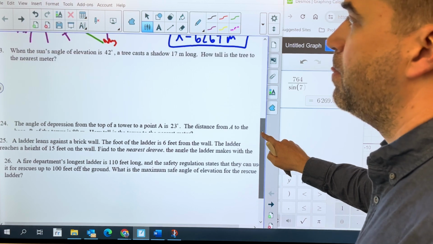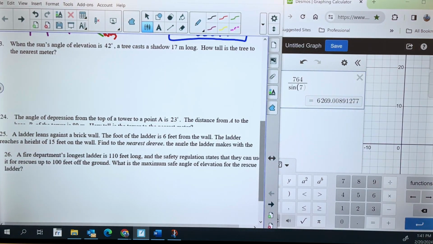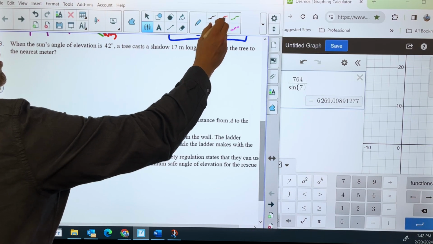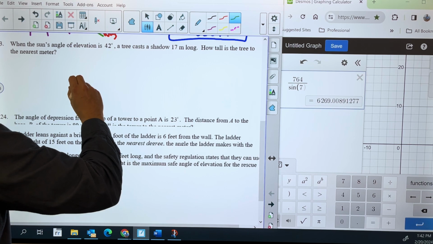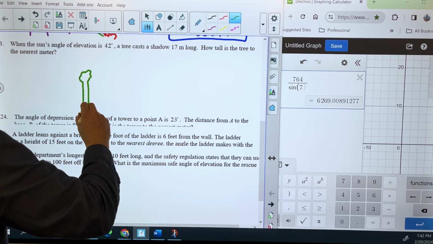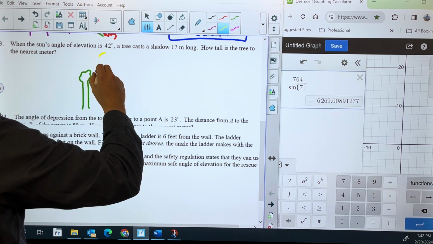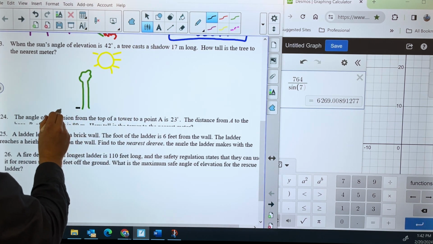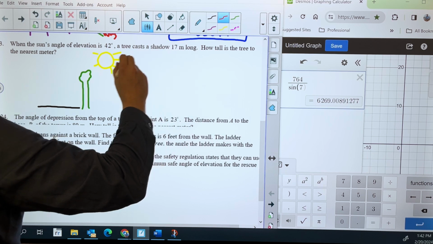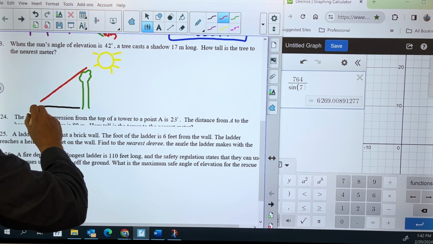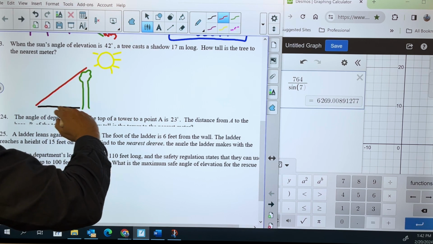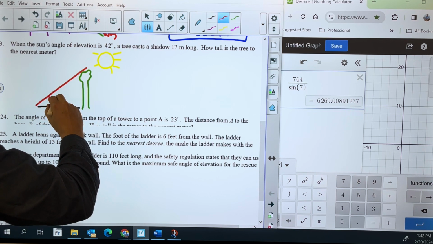Sorry. 23. Sun's angle of elevation is 42 degrees. Tree casts a shadow. So back to that original problem. We've got our tree there. We've got our sun. I can use colors. We've got our shadow right there. And of course, we've got that angle measuring the angle of elevation that's up from the horizon is 42 degrees.